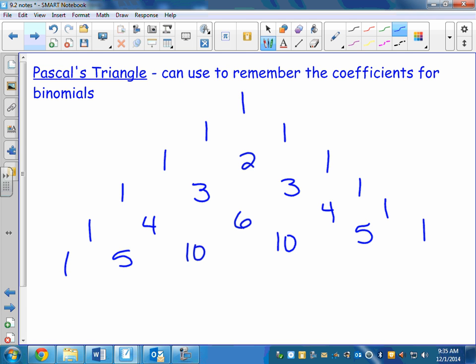Here's what's really cool. These are the coefficients for each power. So go back to what we did on the first. x plus y to the 0. Did we just get 1 out of that? Yeah. Because I had to do 4 plus 6 and 6 plus 4, right?